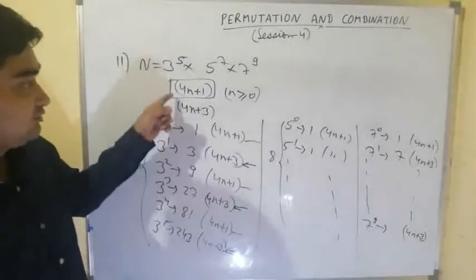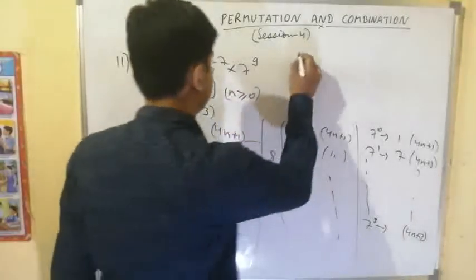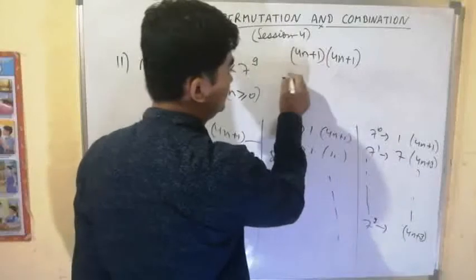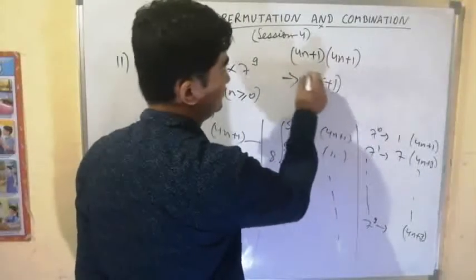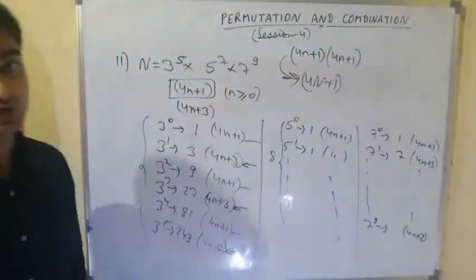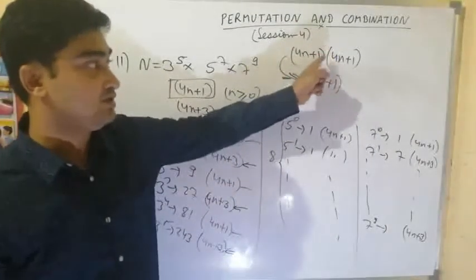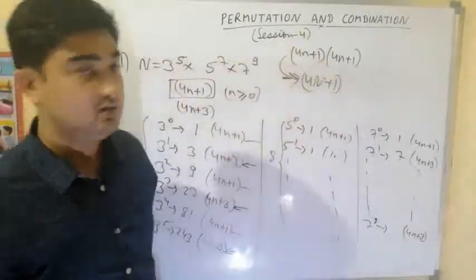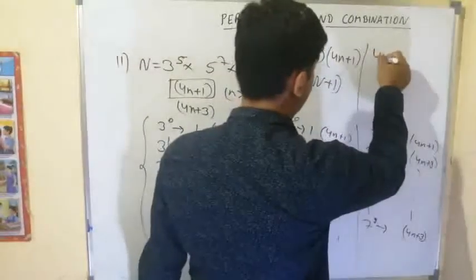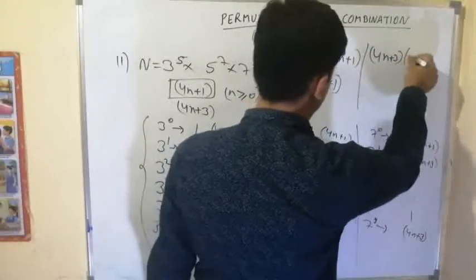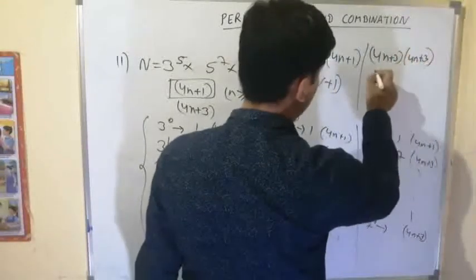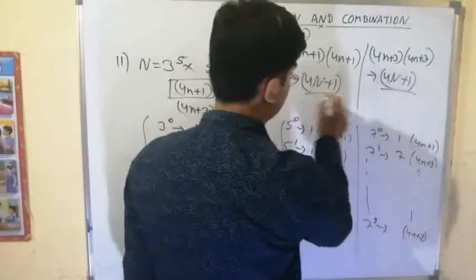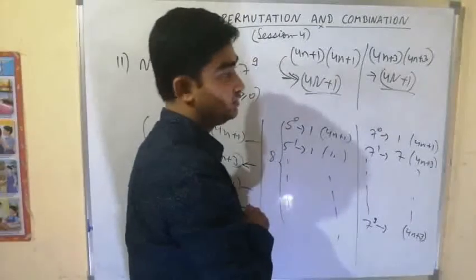How to get a factor of the form 4n plus 1? That we can see. When a factor of the form 4n plus 1 is multiplied with 4n plus 1, the answer is 4n plus 1, because 4 fours are 16, 16n square plus 4n all are multiples of 4, plus 1. And when we are multiplying 4n plus 3 with 4n plus 3, 3 threes are 9. We will get a factor of the form 4n plus 1.